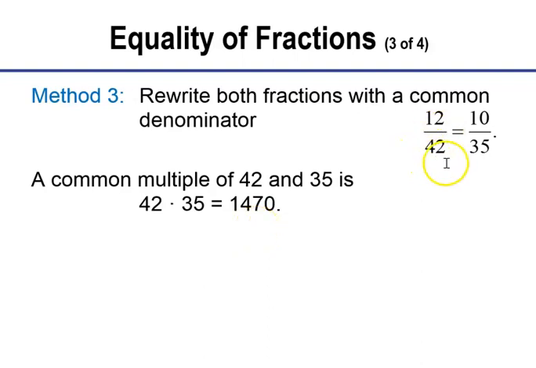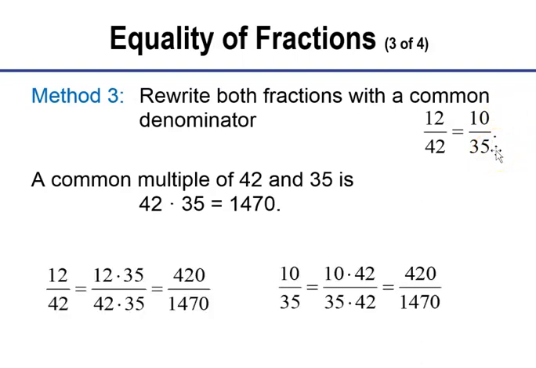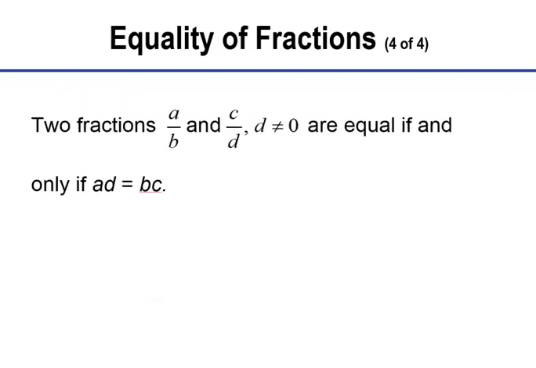Now, you're multiplying the first fraction by 35. So you need to multiply 12 by 35 and 42 by 35. The second fraction, you're multiplying by 42. You're multiplying the numerator of 10 by 42 and the denominator also by 42. And let me show you that. So again, 12 over 42, 35 over 35. Remember, this is the fundamental fraction theorem. And 420 over 1470. And then when you multiply these both by 42 in the numerator, 42 in the denominator, you get 420 over 1,470. So you don't have to use a least common denominator. That is the point there. Now let's talk about equality of fractions.